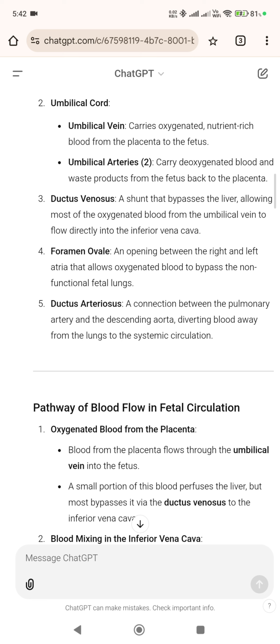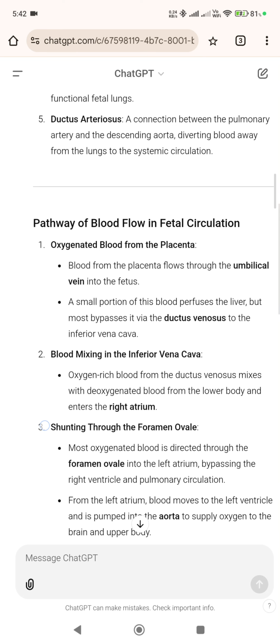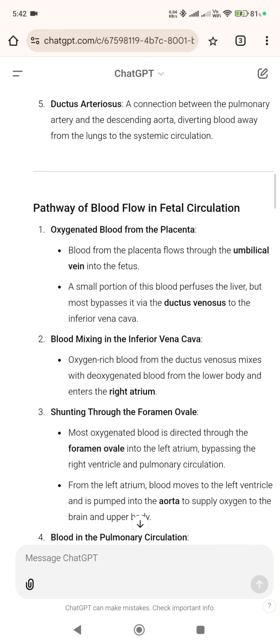3. Ductus venosus, a shunt that bypasses the liver, allowing most of the oxygenated blood from the umbilical vein to flow directly into the inferior vena cava. 4. Foramen ovale, an opening between the right and left atria that allows oxygenated blood to bypass the non-functional fetal lungs. 5. Ductus arteriosus, a connection between the pulmonary artery and the descending aorta, diverting blood away from the lungs to the systemic circulation.